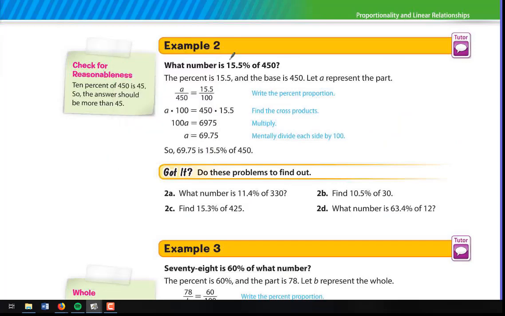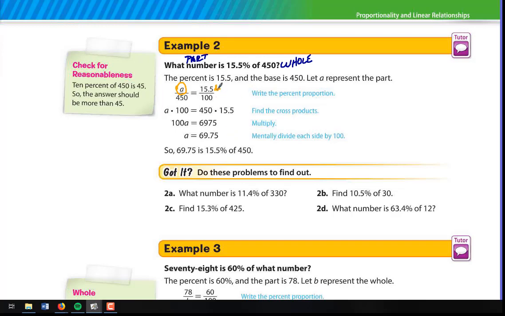Because it's not as easy as always just looking for the percent. Sometimes, like example 2, we're looking for the number, the part. So in example 2, this is the part. The part is the unknown now. We know the percent, we know the whole. It's the part that we don't know. And so you use the very same proportion. The setup is identical. It's just that this time the unknown is A. It's the part. We know the percent.